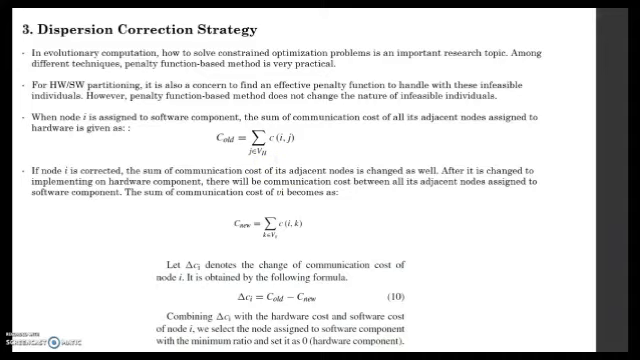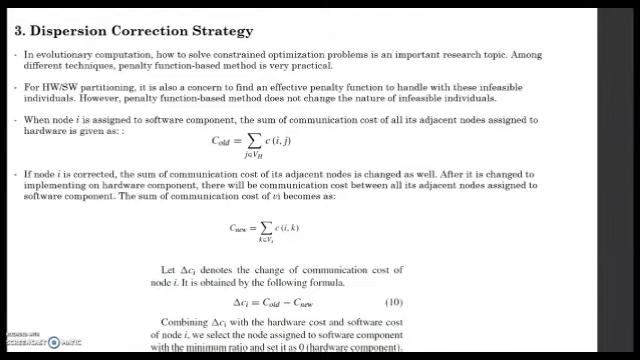So after it is changed to implementing on hardware component, there will be communication costs between all its adjacent nodes assigned to software components. The sum of communication costs of Vi becomes this. So delta Ci denotes the change of communication cost of node I. It is obtained by the following formula, where delta Ci is equal to C old minus C new. Combining delta Ci with the hardware cost and software cost of node I, we select the node assigned to software component, the minimum ratio, and set it as 0.